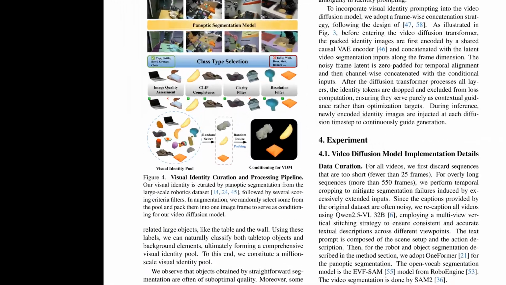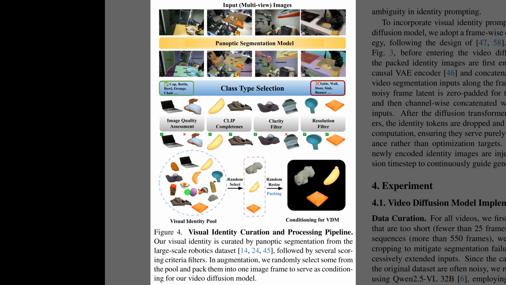Now, Figure 4 breaks down how the system builds that crucial visual identity pool from large-scale datasets. It starts at the top with raw multi-view images, which pass through a panoptic segmentation model to isolate every element in the scene. In the middle rows, the pipeline filters these segments to keep only manipulable items, while applying strict quality checks to reject blurry or partial objects. Finally, at the bottom, the approved items are randomly resized and packed into a single conditioning frame, allowing the model to learn from multiple objects efficiently.